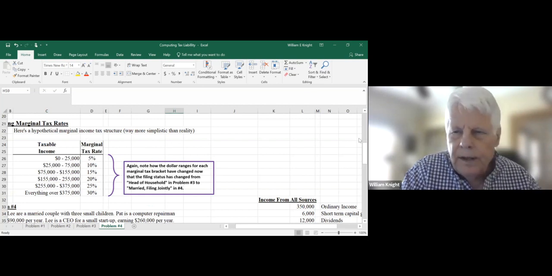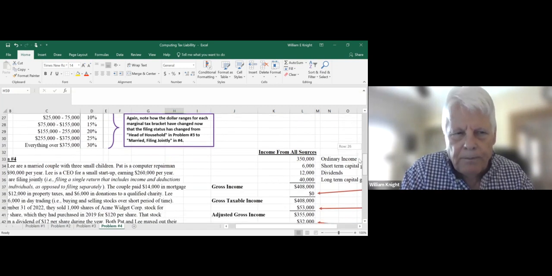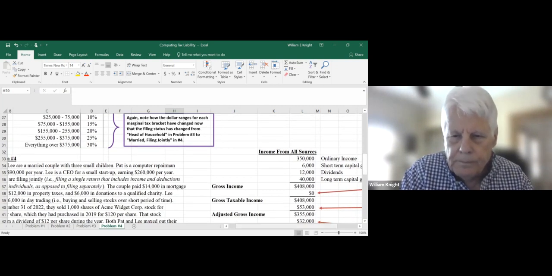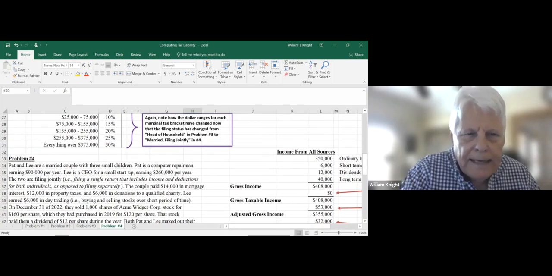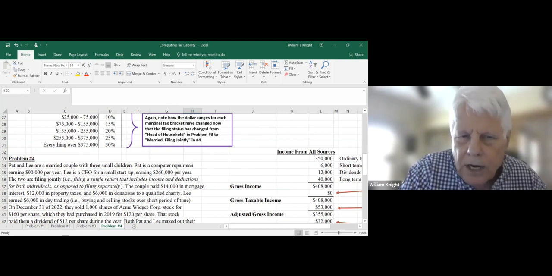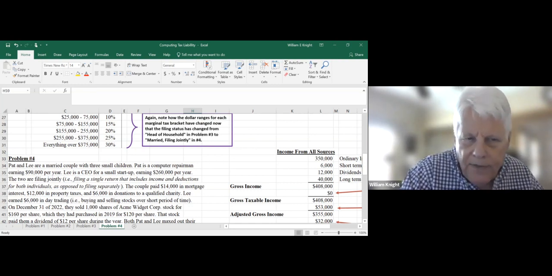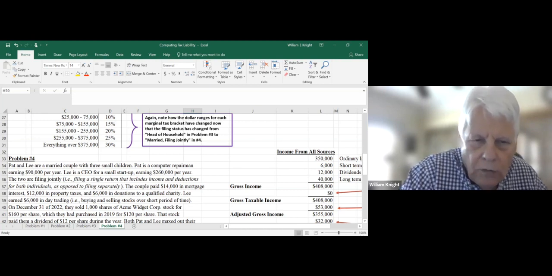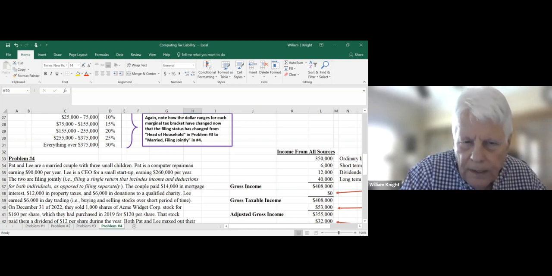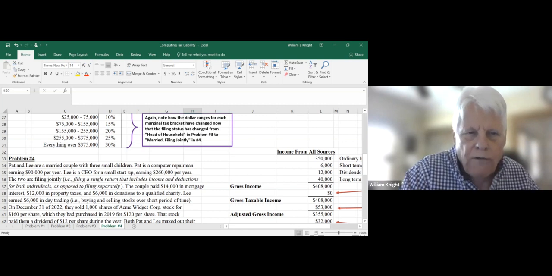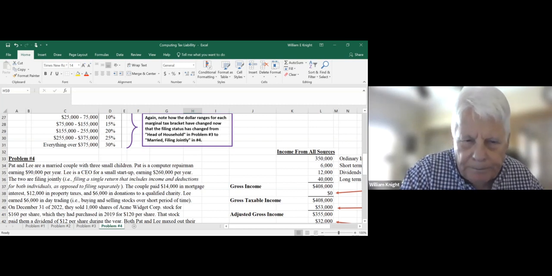So here is, let's read the problem. Pat and Lee are a married couple with 3 small children. Pat is a computer repairman earning $90,000 a year. Lee is a CEO for a small startup earning $260,000 a year. Now, the two are filing jointly.